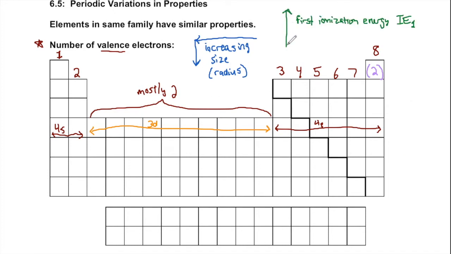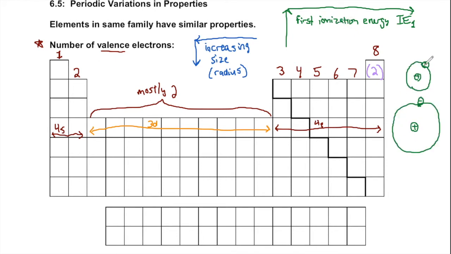We have some other properties that increase as the element gets smaller. So they are the opposite of this increasing size trend. So they increase going up and to the right. One of these properties is the first ionization energy. This is the energy needed to remove an electron from the element.